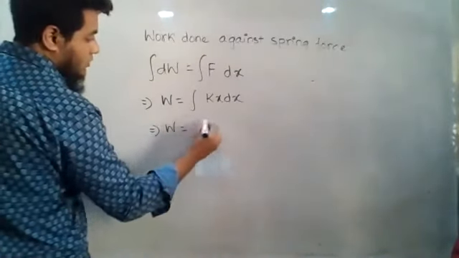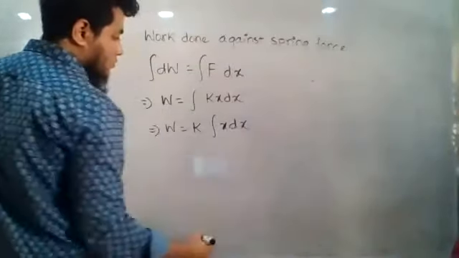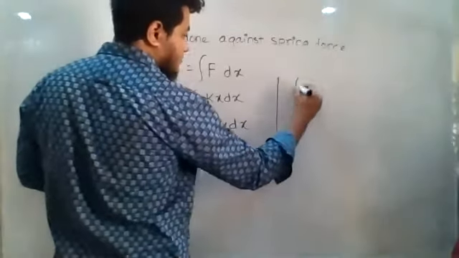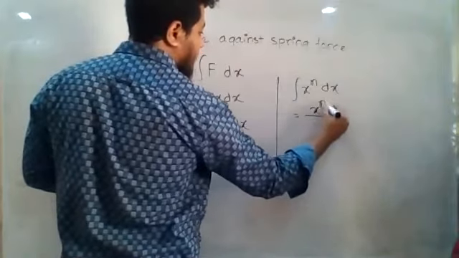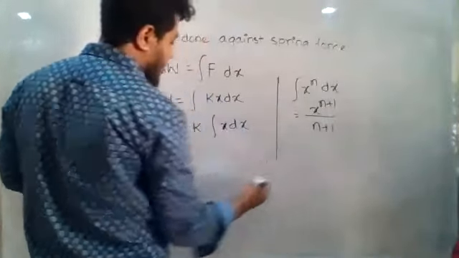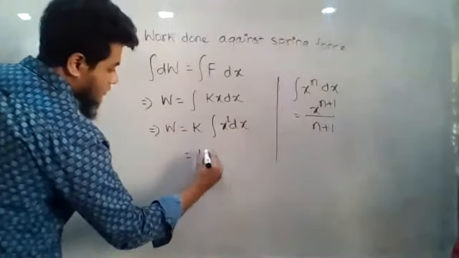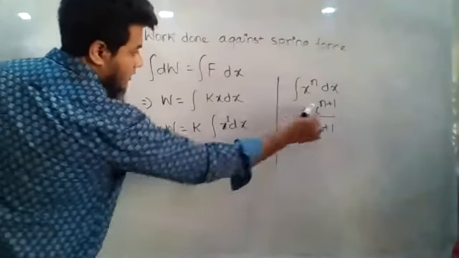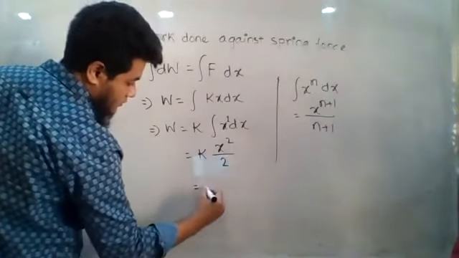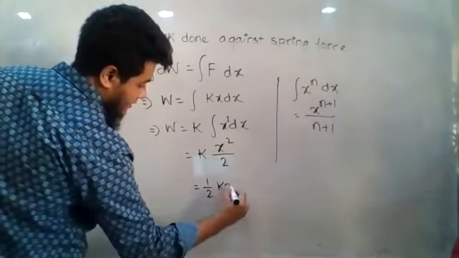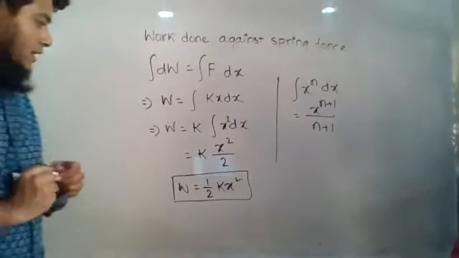So W will be equal to, k will be coming outside, and it will be integration x dx. So if you remember, this integration x to the power n dx becomes x to the power n plus 1 divided by n plus 1. Now here we have x to the power 1, so the value of n here is 1. So it will be k into x to the power 1 plus 1 is 2, divided by 1 plus 1, 2. Okay, so half k x square. This is the amount of work done, or equation to calculate the amount of work done against the spring force.